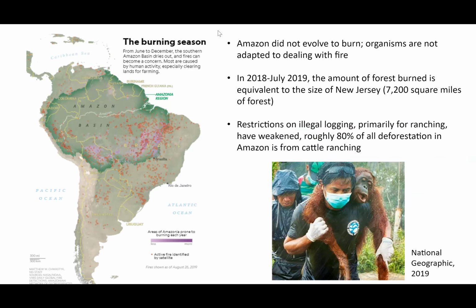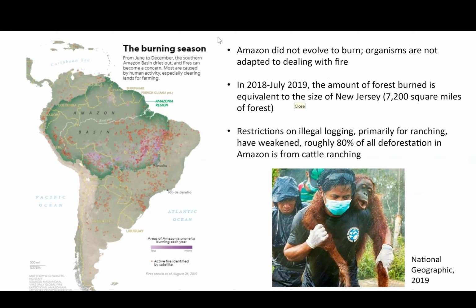Why is there land use change going on for this? Now, that's a good question, Megan. Why would they burn it? Well, the question is, what's more valuable, the timber or the beef?